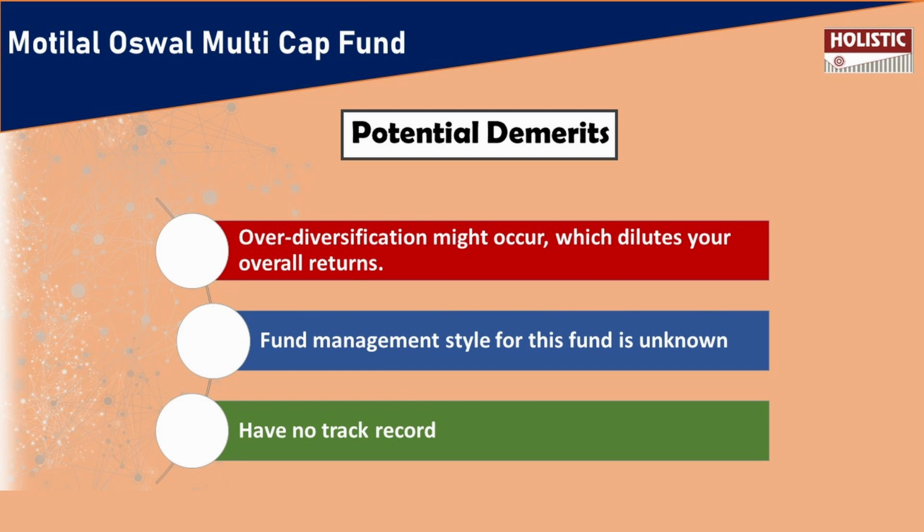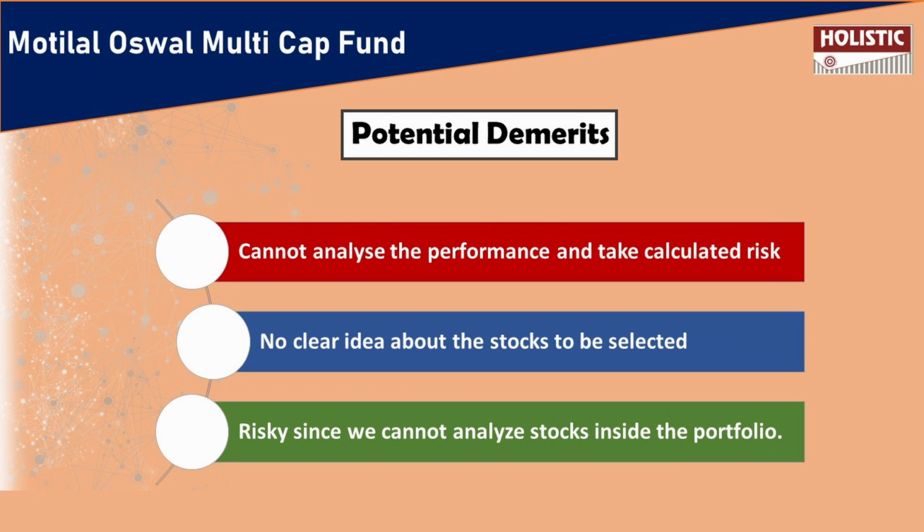As we have looked at the potential merits, it's also equally important to take a look at the potential demerits. First of all, over-diversification. As we are diversifying a portfolio across different market capitalizations, over-diversification might occur, which in turn might dilute your overall return. Also, the fund management style for this particular fund is unknown, as it is an NFO. As an NFO, it also has no track record, so we cannot analyze the performance and take a calculated risk.